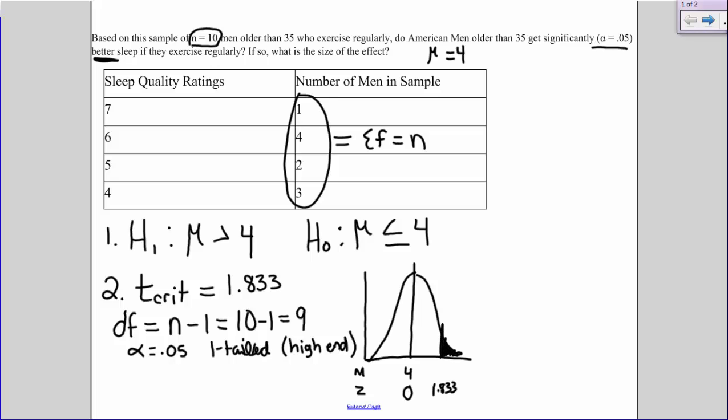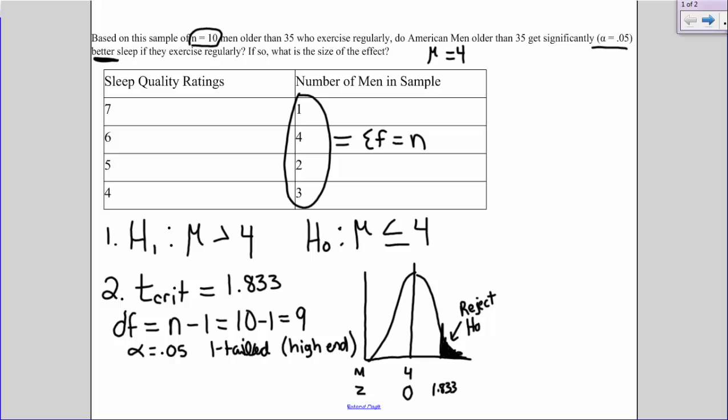So if we calculate a t-statistic in step 3 that is 1.833 or higher, then we can reject the null hypothesis in support of the alternative hypothesis, which states that if you exercise regularly and you're a male over 35, you're going to get better sleep quality than if you didn't.